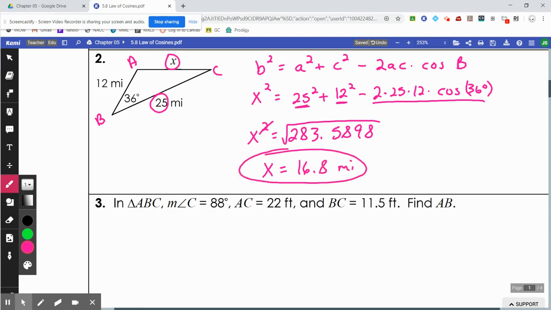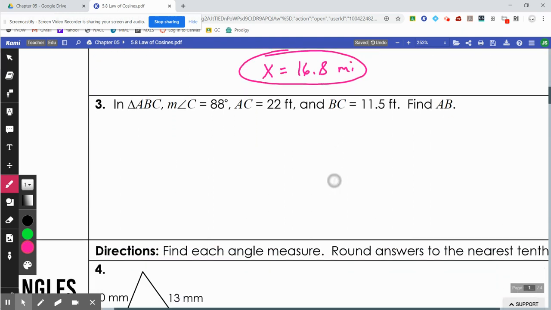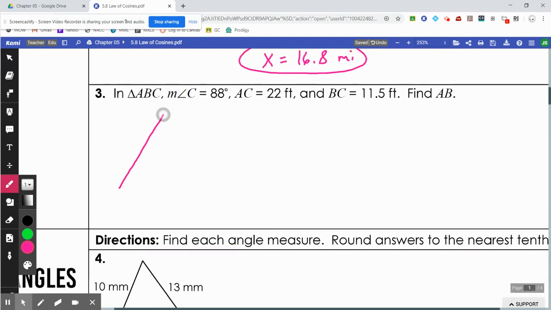And again, why use the law of cosines here? You could try the law of sines, but there's a problem. You have an angle, but you don't have a side across from it. That's the only time you can use the law of sines, is when you have an angle and the side that's across from it. Okay, the next one gives you the description but doesn't draw the triangle for you. So let's kind of draw it. So you have A, B, and C.